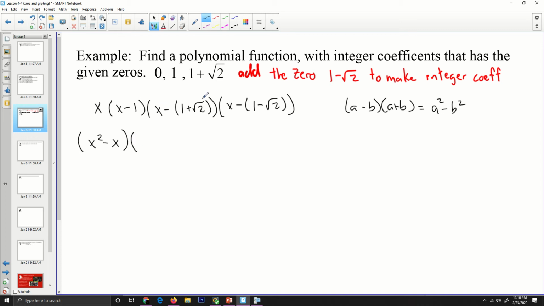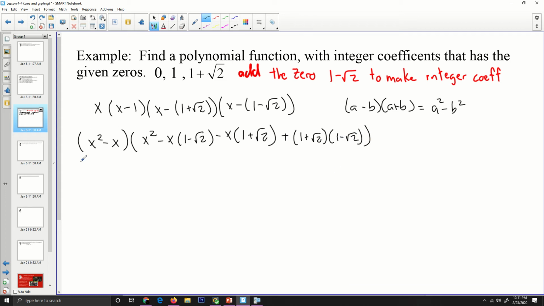We'll go x times x is x squared. X times negative 1 minus square root of 2 is going to be just that, negative x times 1 minus square root of 2. And then negative 1 plus square root of 2 times x is going to be negative x times 1 plus square root of 2. And then negative times a negative is a positive. 1 plus square root of 2 times 1 minus square root of 2 is just going to be that.